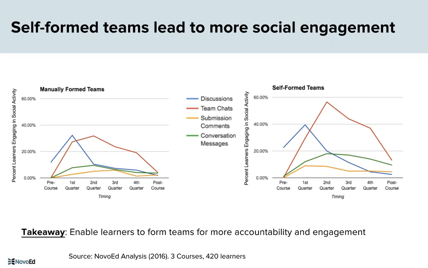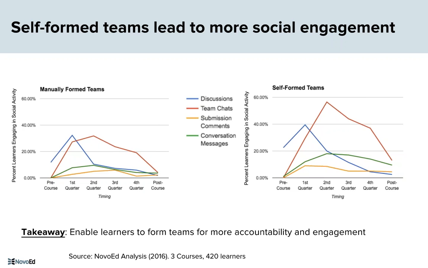And these courses were basically the same, except for this difference in team formation. The thing you'll notice is the red line, the team chats, dramatically increases. So you have a lot more different people participating when the teams are formed by the learners themselves. And this makes a certain amount of sense.